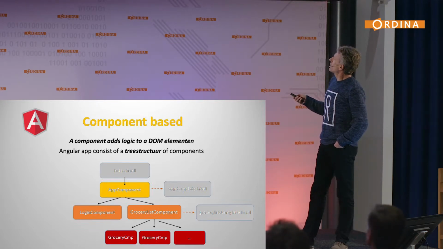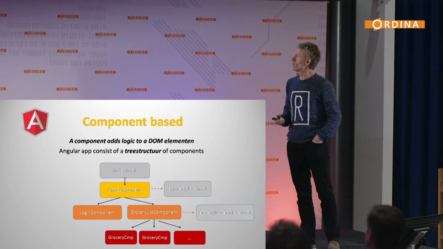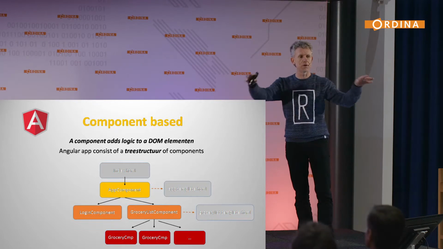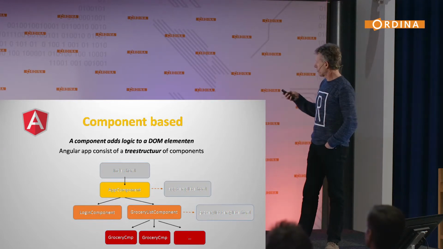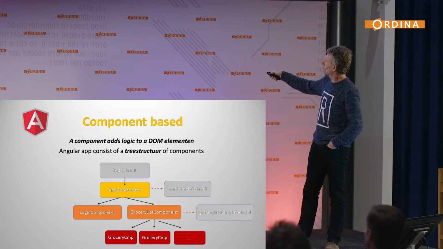A component adds logic to the DOM, to your HTML, and an Angular application is a tree structure. It follows the structure of your HTML, you can say. This is a simple application I've made. It's about an application with a list of groceries and a login.